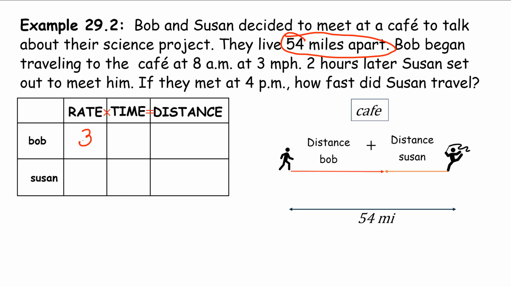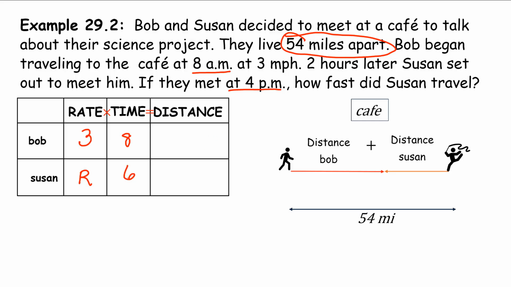All right, so we don't know Susan's rate because it says how fast did she travel, so we're going to call that R. And then we might call one of their times T, except if we look carefully, we can see that we actually know both of their times, because Bob began traveling at 8 a.m. and they meet at 4 p.m. That's 8 hours. 8 to 4 is 8 hours because 8 to 12 is 4, and then another 4 makes 8. So Bob's time is 8 hours. And Susan leaves 2 hours later, so her time is 2 less than that because she wasn't walking that whole time he was. So 6 hours for Susan.